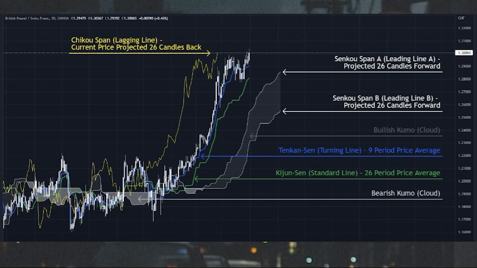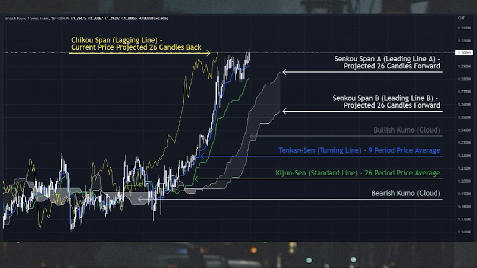The green line is called Kijun-sen, derived from a 26-period moving average. It is the standard line. The Tenkan-sen, or the blue line, will cross over this line to provide short-term trend signals. The green line is less responsive to short-term price movement, which makes it a more consistent source of trend support and resistance lines.